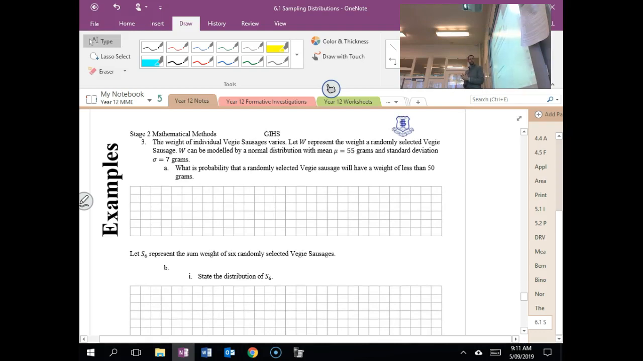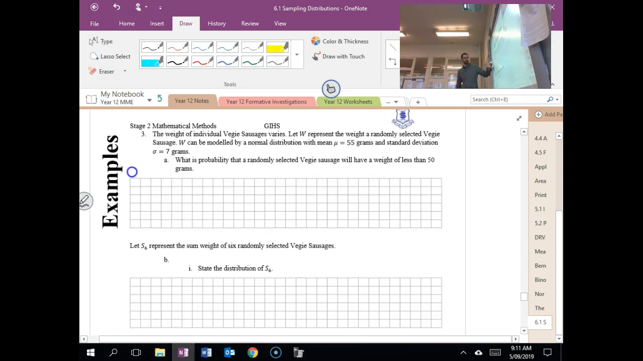Okay, question 3. The weight of individual veggie sausages varies. Let W represent the weight of a randomly selected veggie sausage. W can be modeled by a normal distribution with a mean of 55 and a standard deviation of 7.